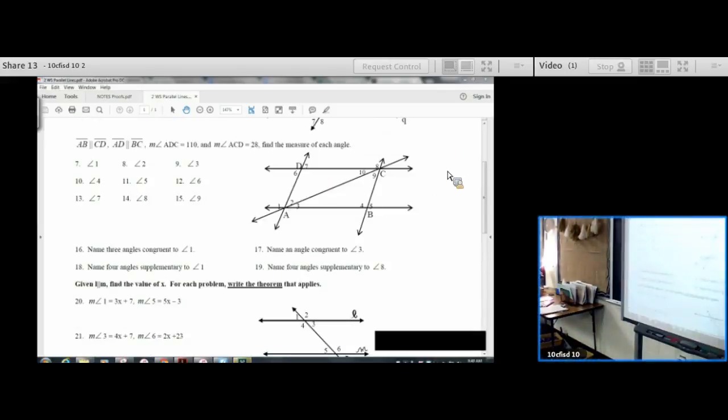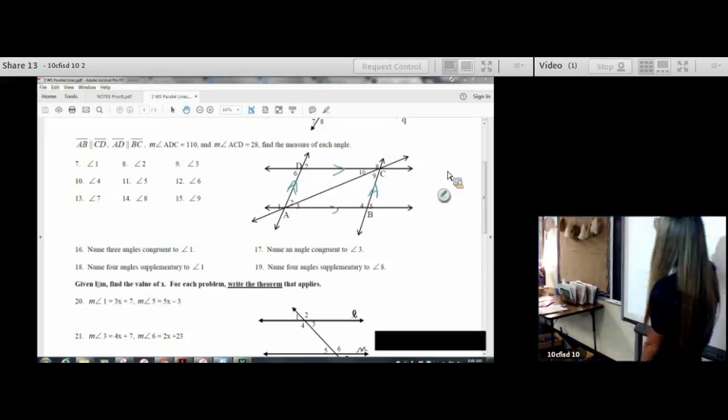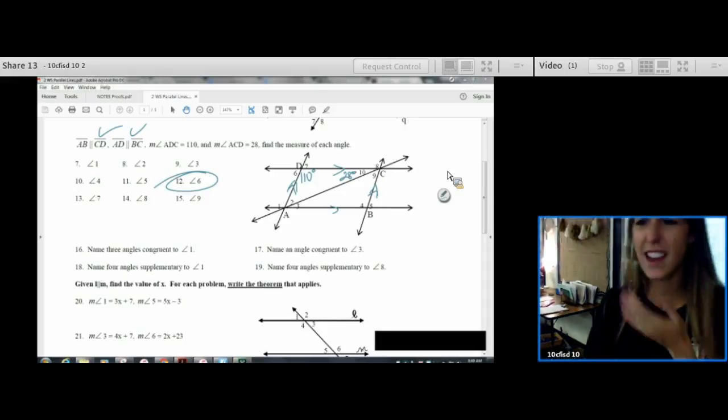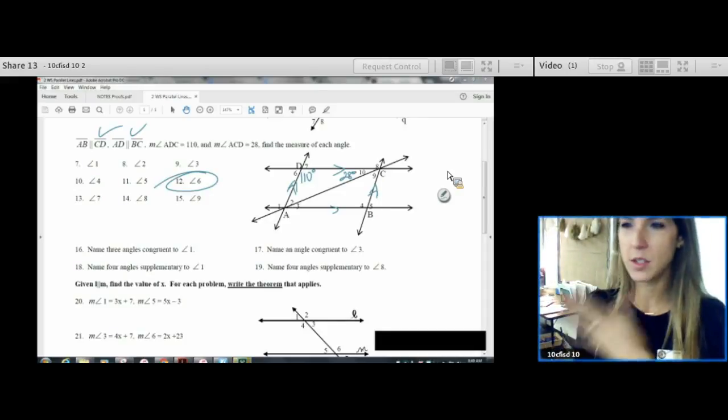In number 12, we're needing to mark a lot of things on our picture. We're marking parallel lines. Check, check. We're marking this angle 110 and this angle 28. So if we want to find the measure of angle 6, oh, we didn't even need any of that. Angle 6 and the 110, those are just a linear pair.